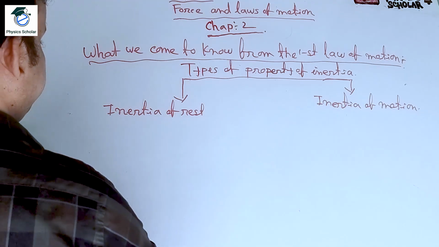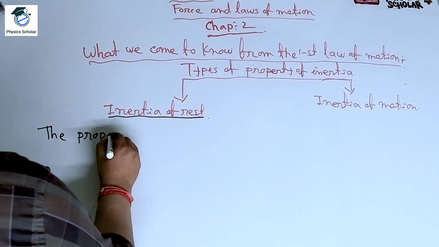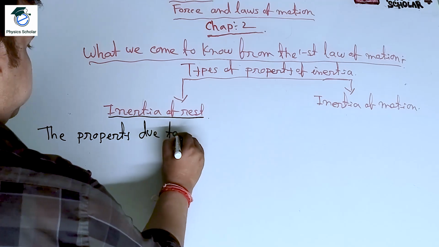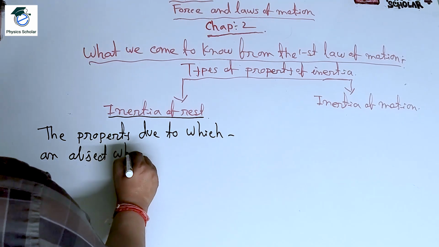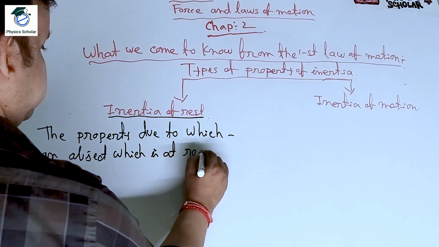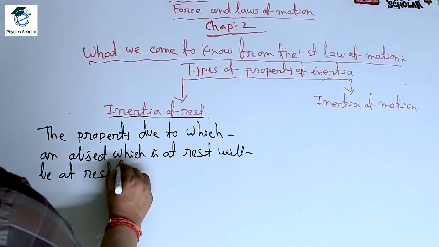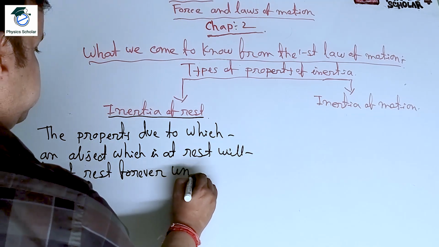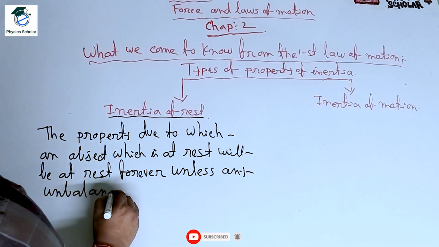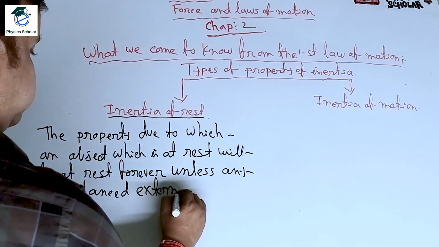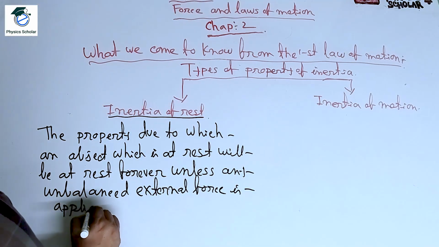So what do you mean by the inertia of rest? Very easy. The property due to which an object which is at rest will be at rest forever unless any external force is applied on it.